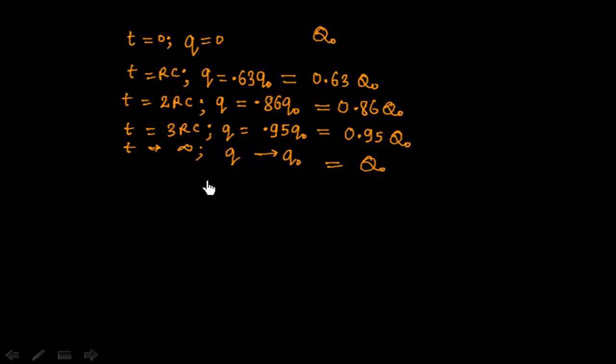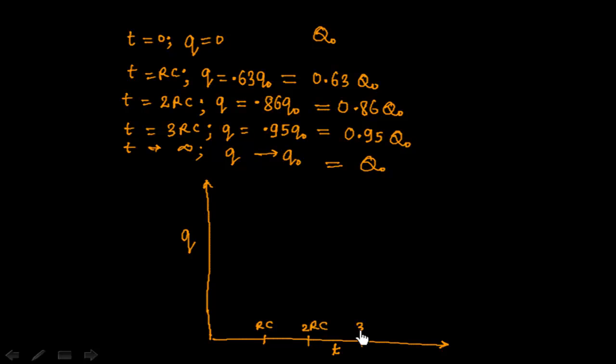Let us plot a graph. On the y-axis we will plot charge, on the x-axis let us plot time. So on the x-axis we have time. This is RC, this is 2 RC, this is 3 RC, and then we have infinity, and this is 0 time. So you see when we have 0 time the charge is 0, so this is the one point, and the next point we have is 63%. So this is 63% when we have RC.